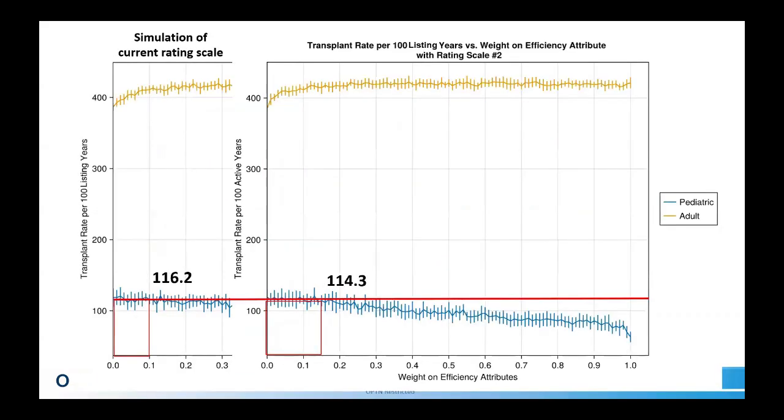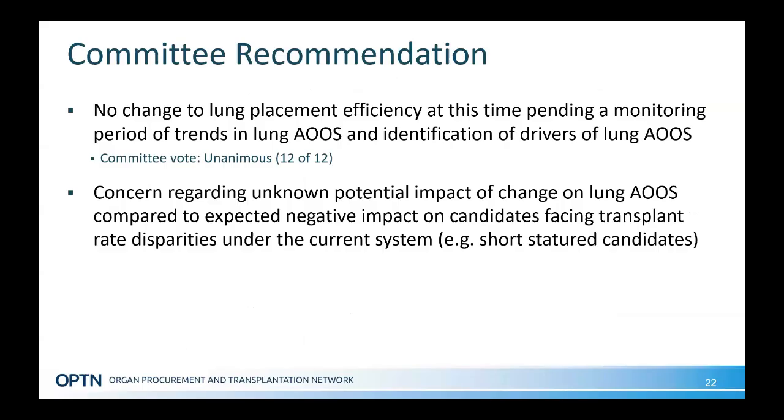And similar to blood group O and similar to the heights, we can now look at pediatrics as well. And we can see that with the new rating scale, we can increase from about 10 to 15 points and not expect to see a dramatic difference in the transplant rates for our pediatric patients. So this is the typical analysis that we had access to at the time to make decisions and how the committee came to their conclusions.